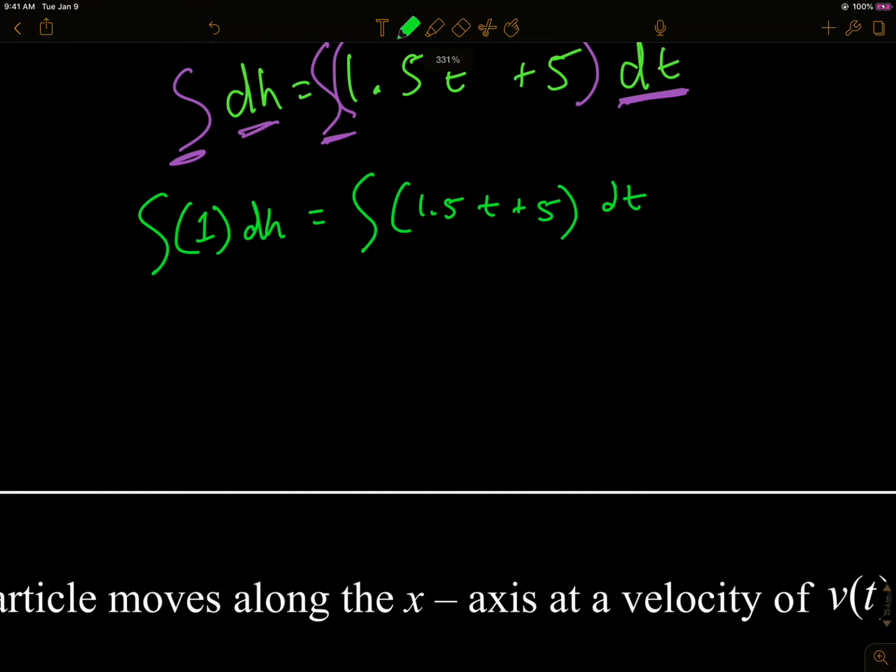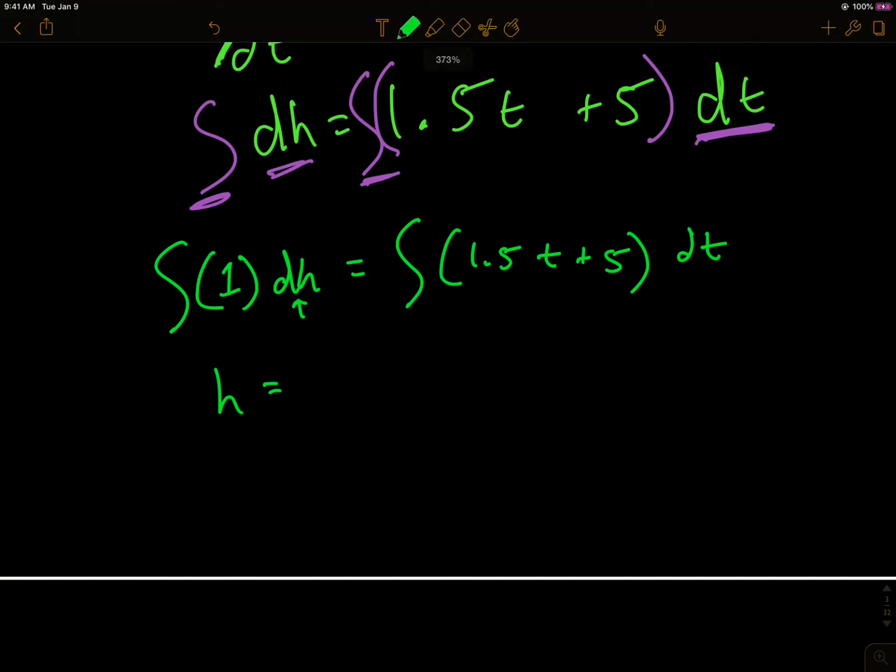So if I integrate 1, that's just going to be x, but in this case, they tell me the variable is h, so it's going to be h. The integral of 1 is h. Think backwards. What's the derivative of h? It's 1. Okay, so that's why the variable of integration is important.